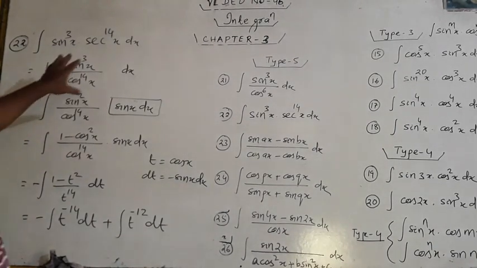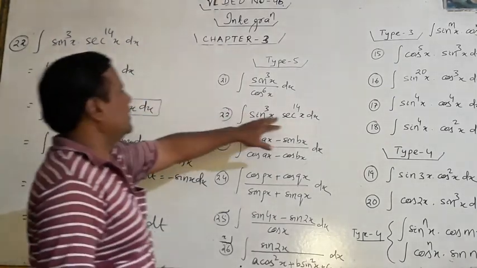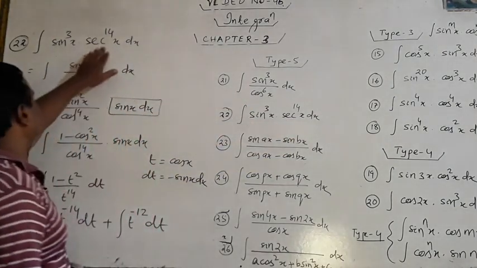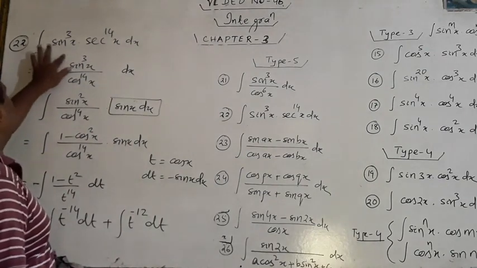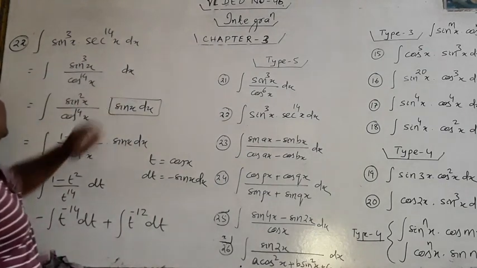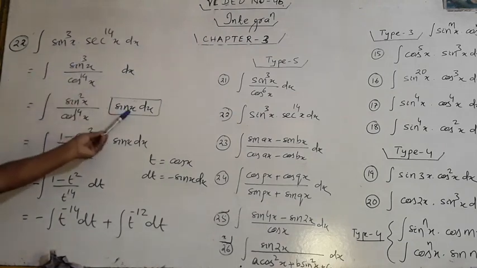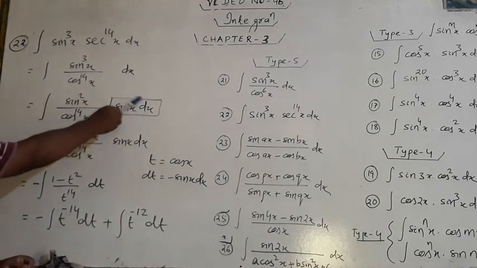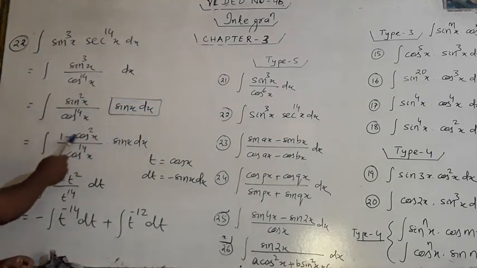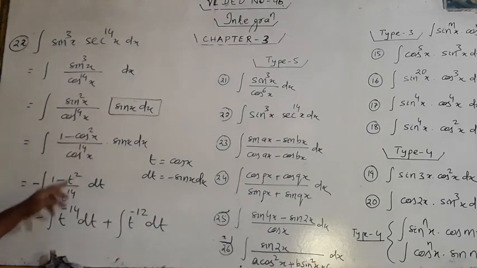Now look at this problem. It is, don't think it is sec, it is 1 by cos. Means it is sin^3 x by cos^14 x dx, and break this all. Sin square x sin x, it is cos 14. When it is sin x, you have to convert everything to cos. 1 minus cos square x, cos 14. Then put t is equal to what? Cos x. Then dt is minus sin x dx. 1 minus t square by t 14 minus dt.